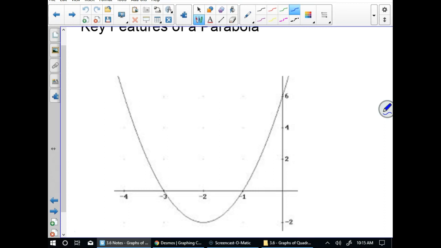So the first one that I'm going to label, you can't see anything. Let me turn the screen on here. There we go. Okay, so the first one we want to label on that first picture there is this point right here. What do we call that point? Why is it special? It is our y-intercept.